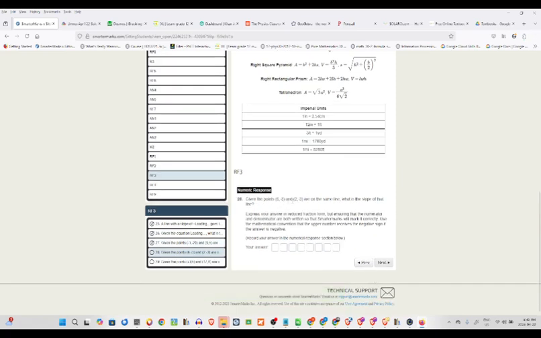Now, we have 2 points. They are on the same line. What's the slope? Our y doesn't change. Change in y over change in x is 0 over something. So our answer is 0.